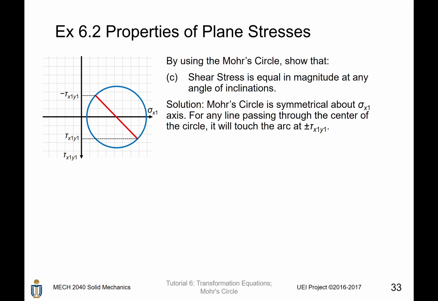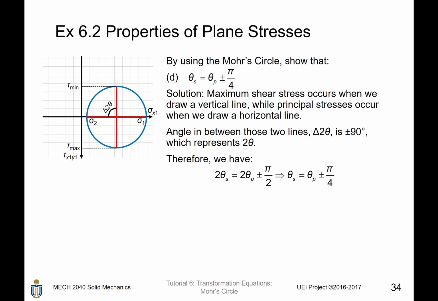Well, you can have a look at the proof without words. So actually, the Mohr circle is symmetrical about the sigma x1 axis. So no matter how you rotate your stress element, as long as you draw a straight line passing through the center, the line will cut the circle at 2 points with positive and negative tau x1y1. Although shear stresses have opposite signs, they have the same magnitude.